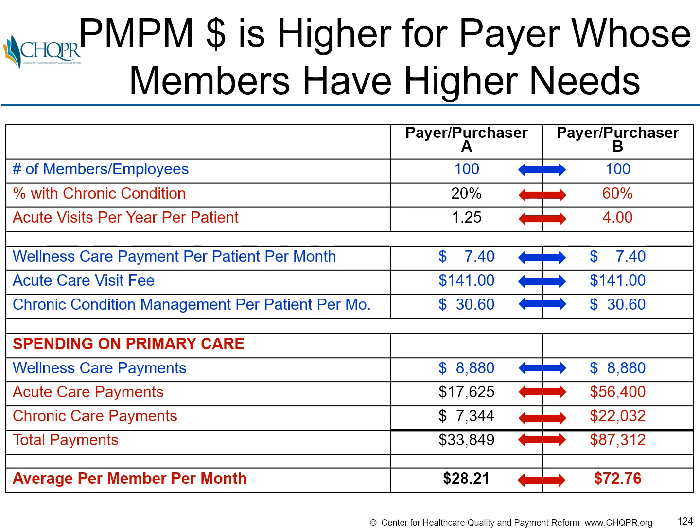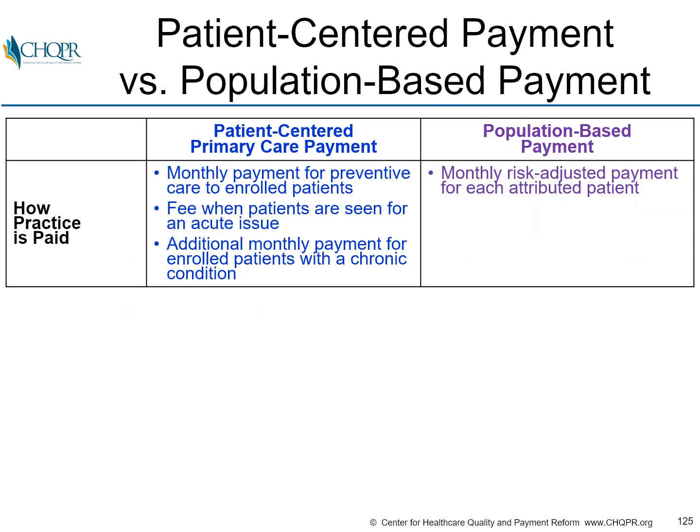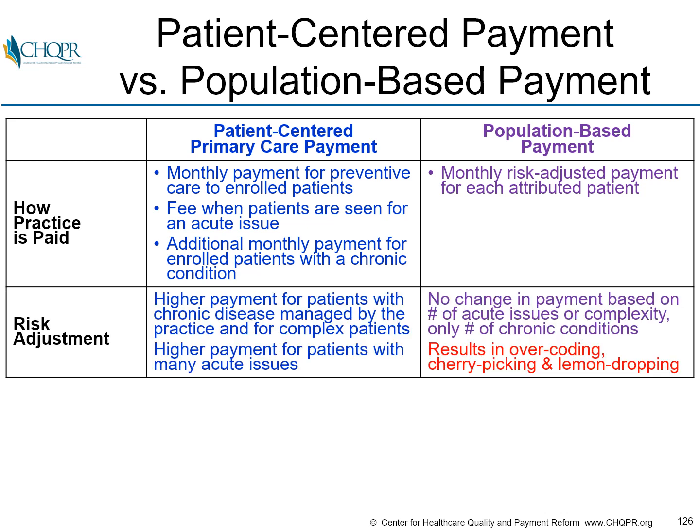But the difference is due entirely to differences in the characteristics of the patients, not because the payers are paying different amounts for the same services. Patient-centered primary care payment may sound as if it's more complicated than proposals for population-based payments because it uses 3 different types of payment rather than a single monthly payment for each patient.